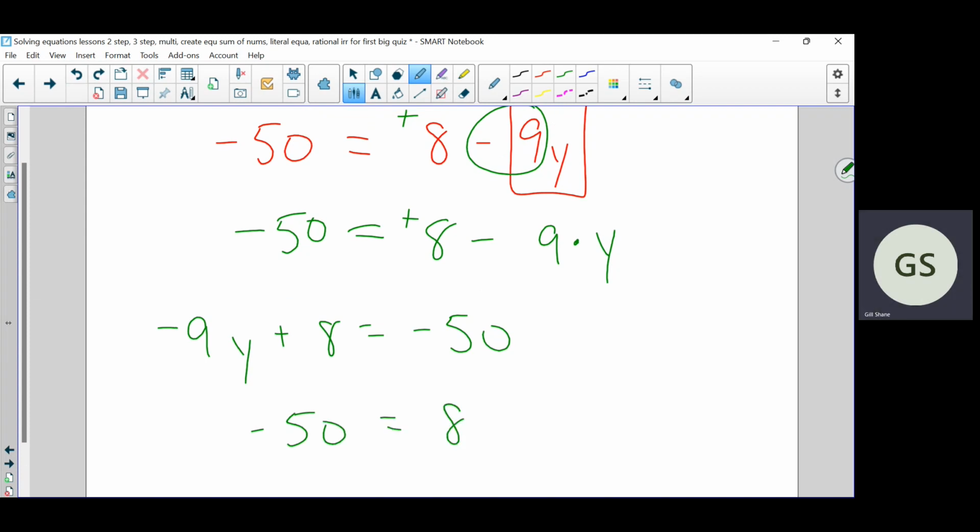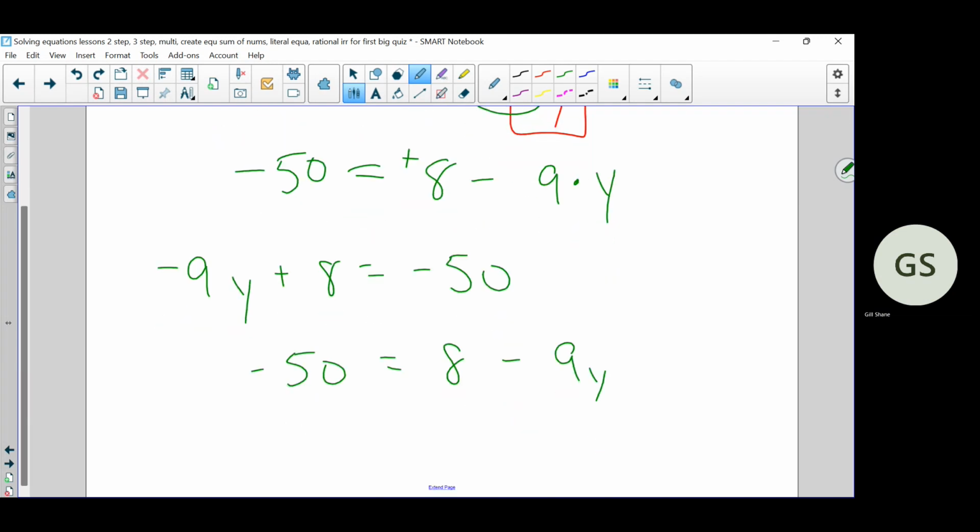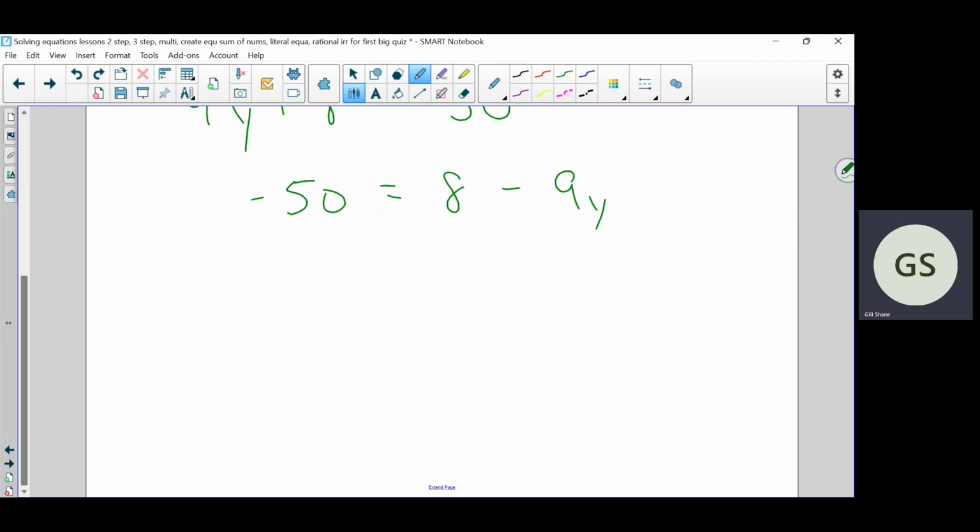So again, let's start with this. I'm going to solve for y, which means we're going to get y by itself. Getting y by itself means we need to get rid of the 8 and get rid of the negative 9. I never do anything to this first. I don't care what's over here.